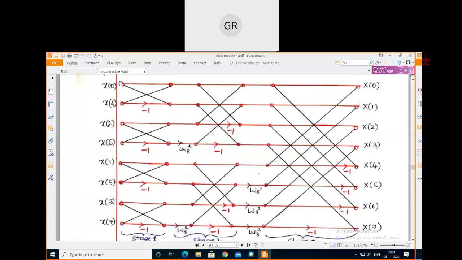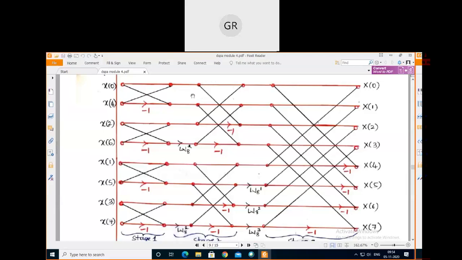Now, by considering two inputs, consider the butterfly. This one, and this one. Here the second output is with subtraction, -1, -1, -1. Here you can write W2 raised to 0, W2 raised to 0, W2 raised to 0, W2 raised to 0.